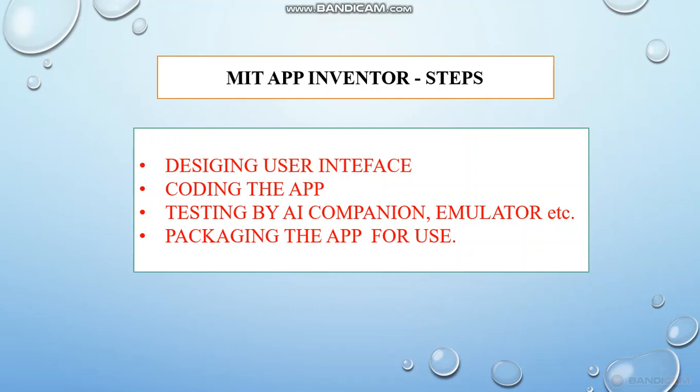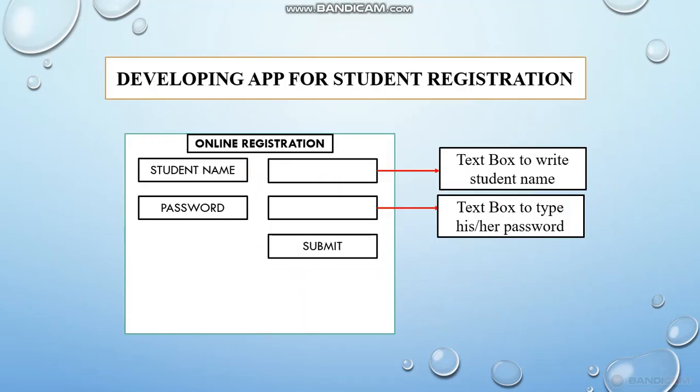The first two steps are very important: designing the user interface and coding the app. For example, I want to develop an app for student registration. So this is the design. I want to make a design like this.